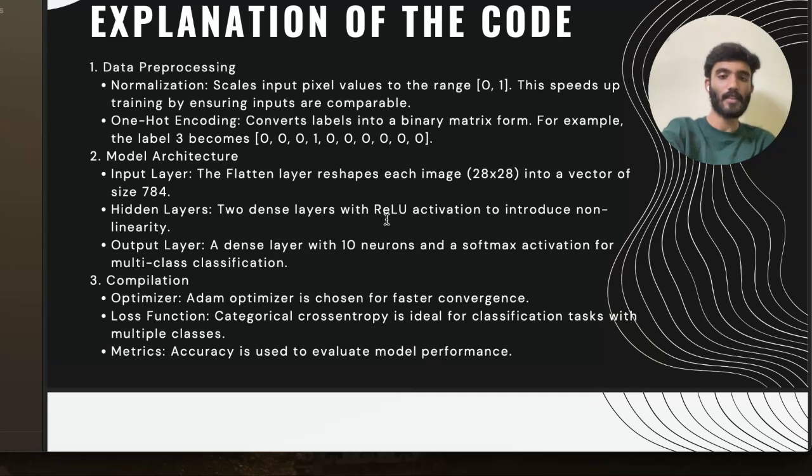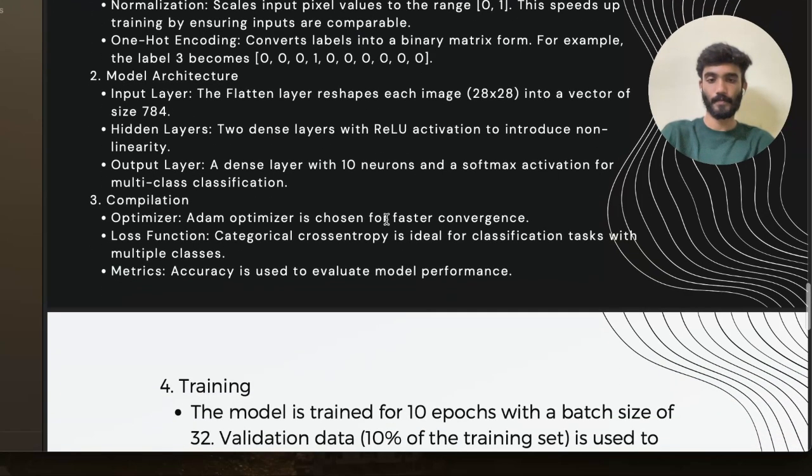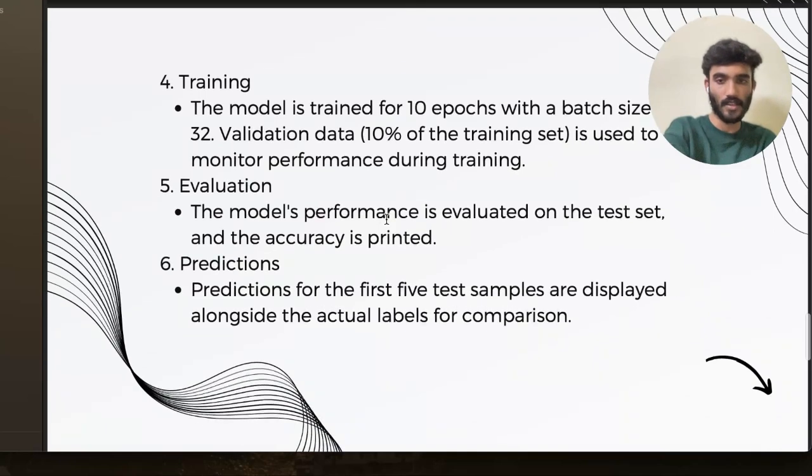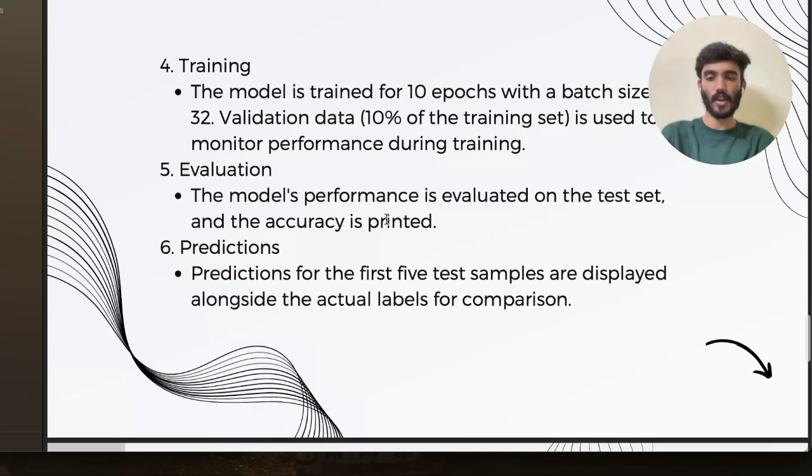Training. We train the model for 10 epochs with a batch size of 32, using 10% of the training data for validation. Third, we have evaluation. The model achieves a high accuracy, typically over 95% on the MNIST test set. Fourth, we have prediction. After training, the model can classify handwritten digits accurately. For example, it predicts the correct digit for unseen test samples.